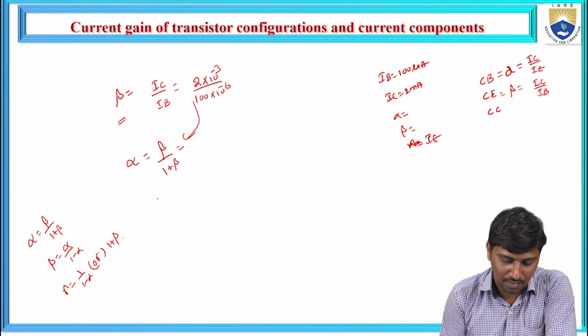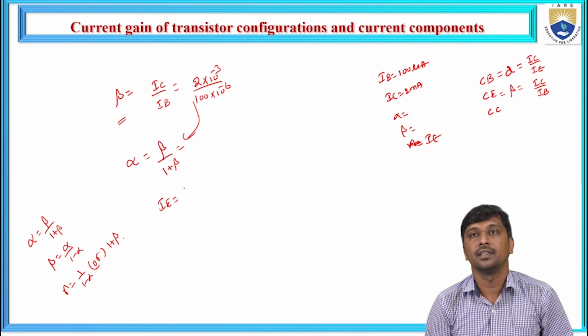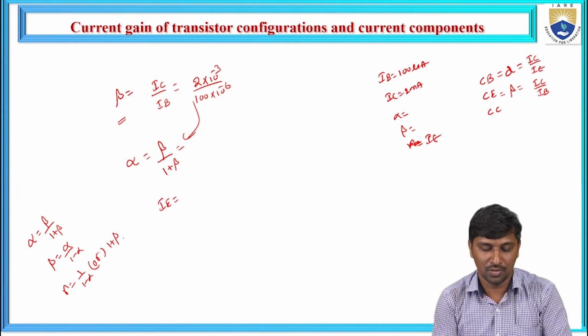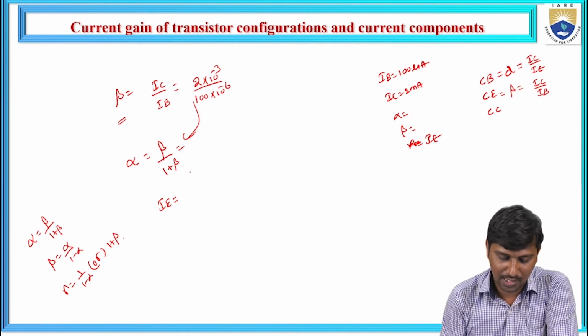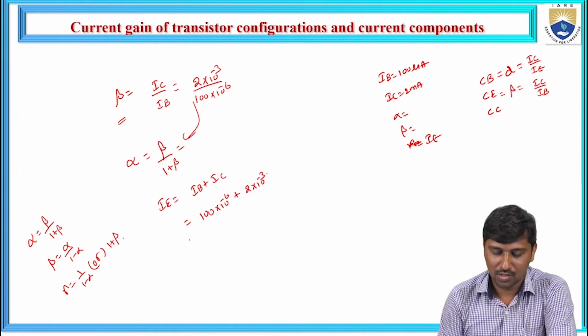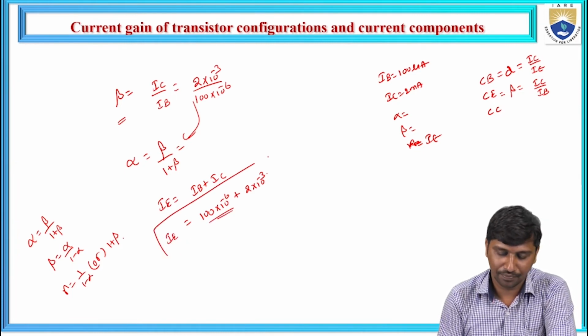Then after that, we need to calculate the emitter current. How much emitter current flows in this circuit? We know that generally IE is equal to the summation of base current and collector current. Base current is 100 microamperes and collector current is 2 milliamperes. Now you can solve this, then it gives IE.